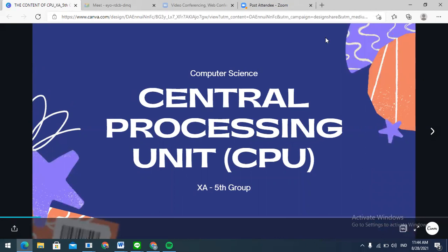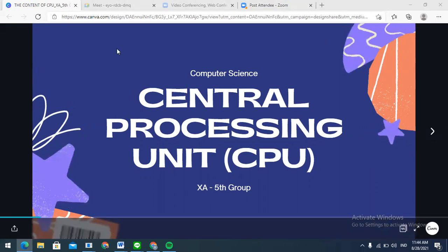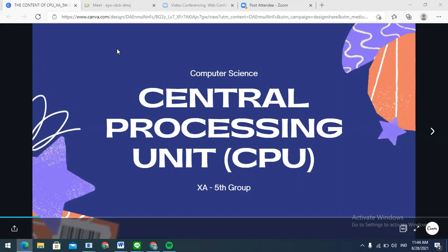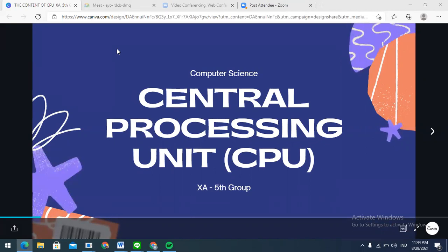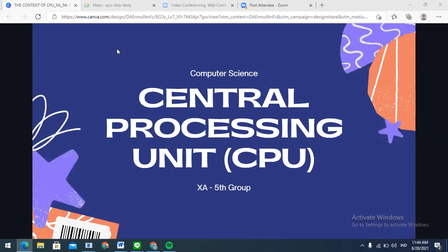Hello everyone. We are from group 5 from 10A, and today we are going to present and discuss the Central Processing Unit or CPU.